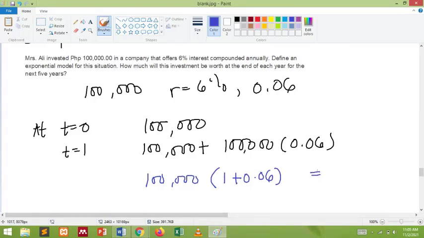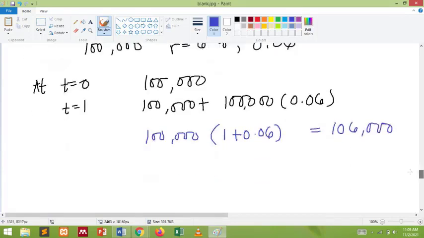Kung i-calculate natin, 1 plus 0.06 times 100,000. So, at the first year, si Mrs. Ali ay meron ng 106,000 pesos on her account. So, tumubo yung pera by 6,000. That's a lot. Now, on the second year, syempre ito na yung ating magiging principal amount, kasi yan na yung nandoon sa kanyang account. And remember, the 106,000 is also this. So, meaning, on the second year, it's going to be something like this.